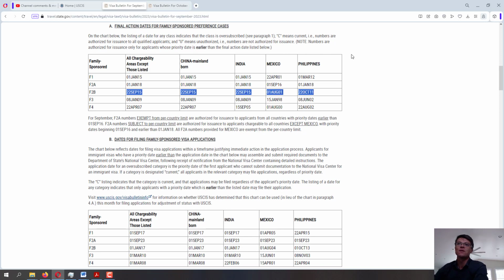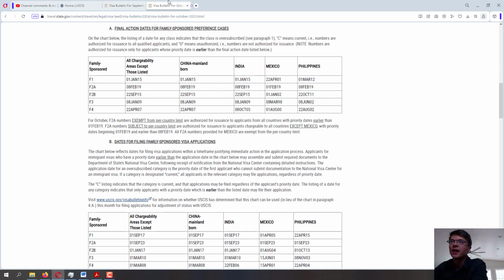Okay, we're back to September. This is September 2023. Let's take a look now at F3 category. F3, by the way, is married sons and daughters of US citizens. Right now we're showing January 2009, January 2009, January 2009 for India. For Mexico, it's January 1998. Crazy. And then Philippines is June 2002.